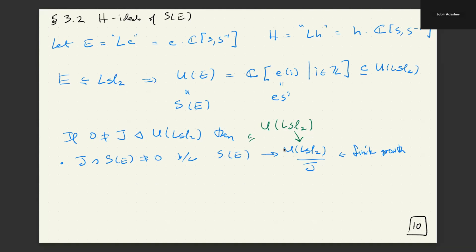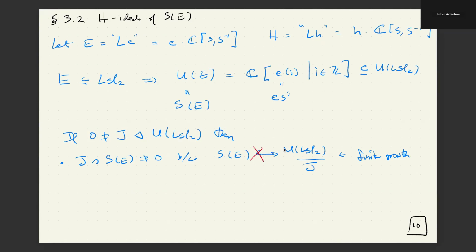Why is this? Well, there's a map from S of E to the enveloping algebra of the loop algebra mod J, right? I take S of E, I include it in the enveloping algebra of the loop algebra, as I've said at the top of this slide, and then I factor out J. But we've seen in one of the theorems from the paper with Becker-Biswell that U of LSL2 factored by J has finite growth. On the other hand, the polynomial ring in infinitely many variables was an example of a ring with infinite growth. So that tells you that this homomorphism from S of E to this ring with finite growth can't be injective. It has to have a kernel. And that kernel, of course, is precisely J intersect S of E.